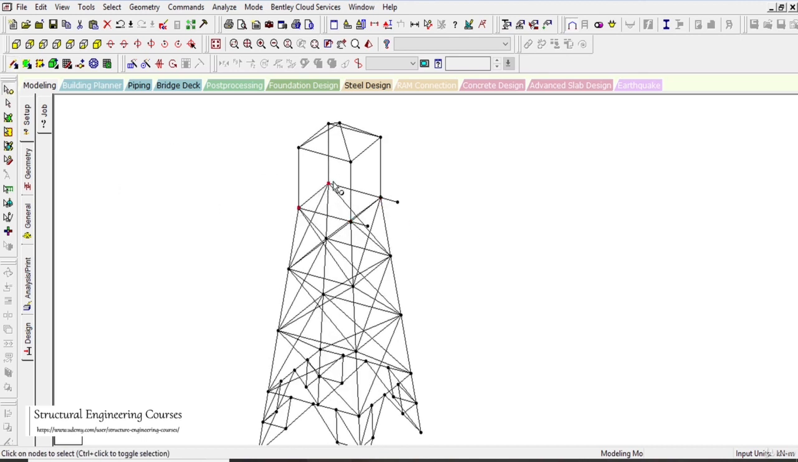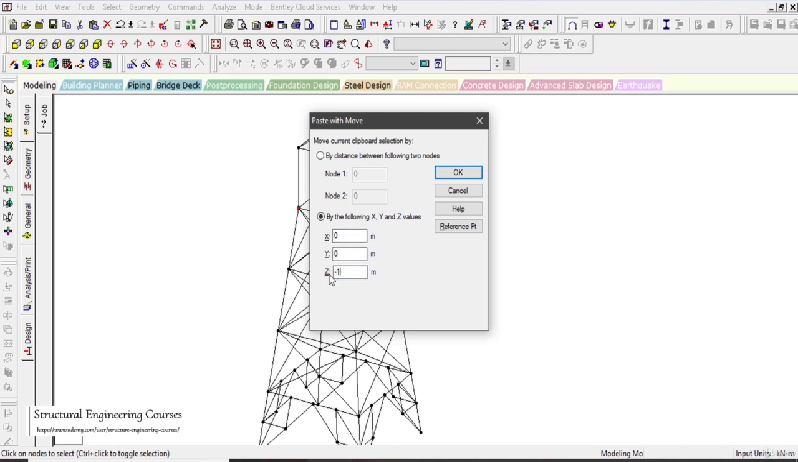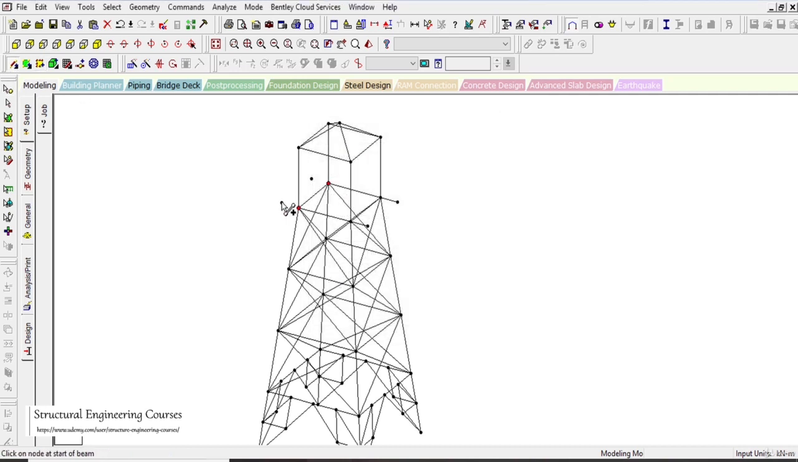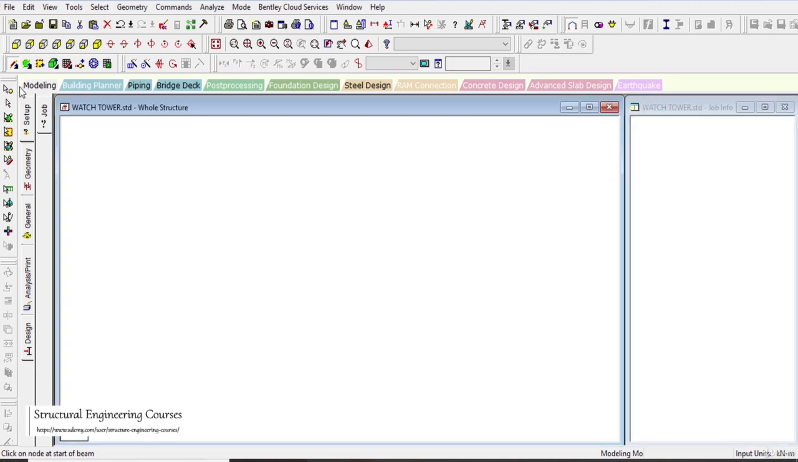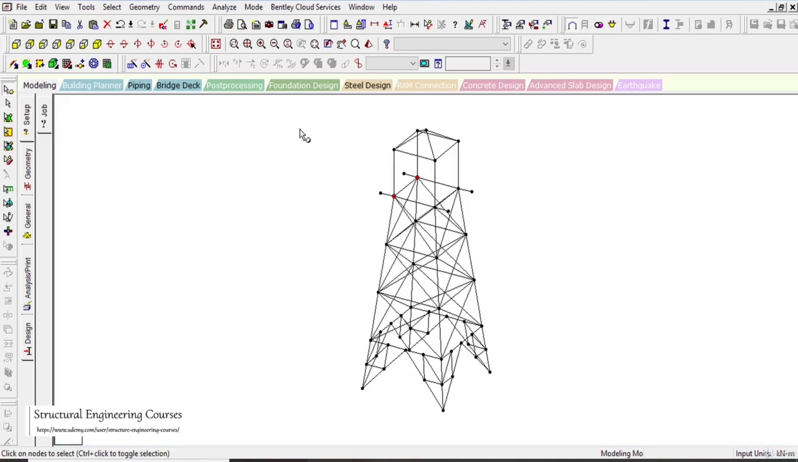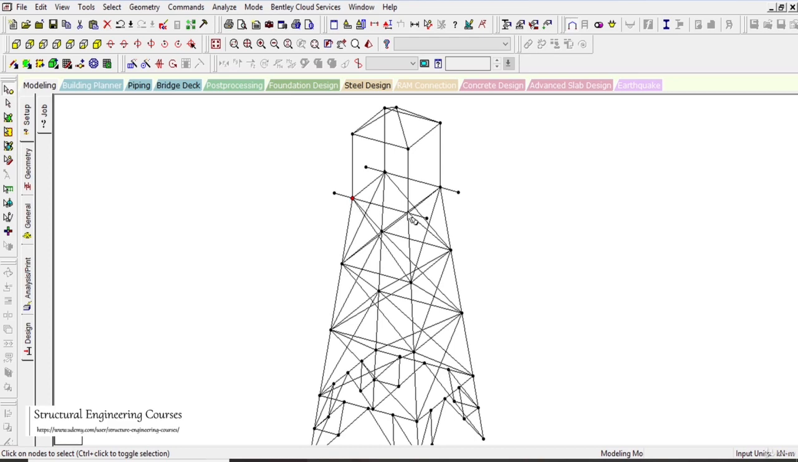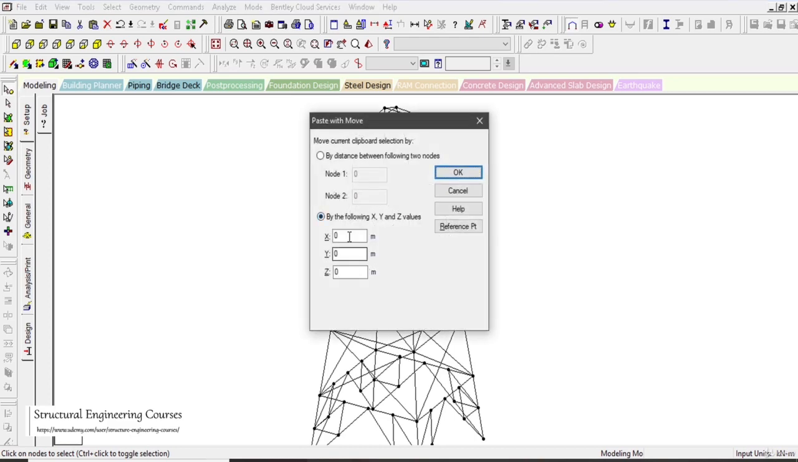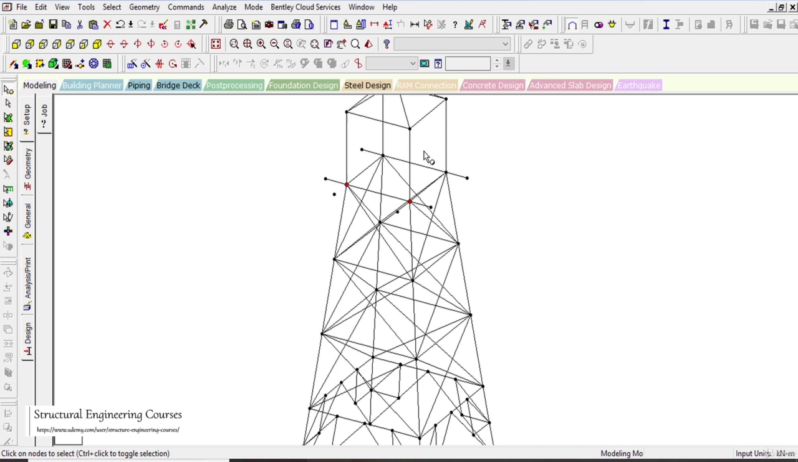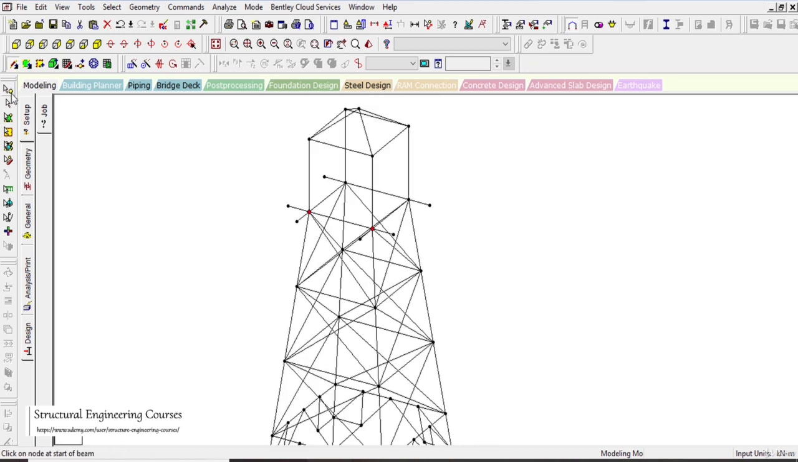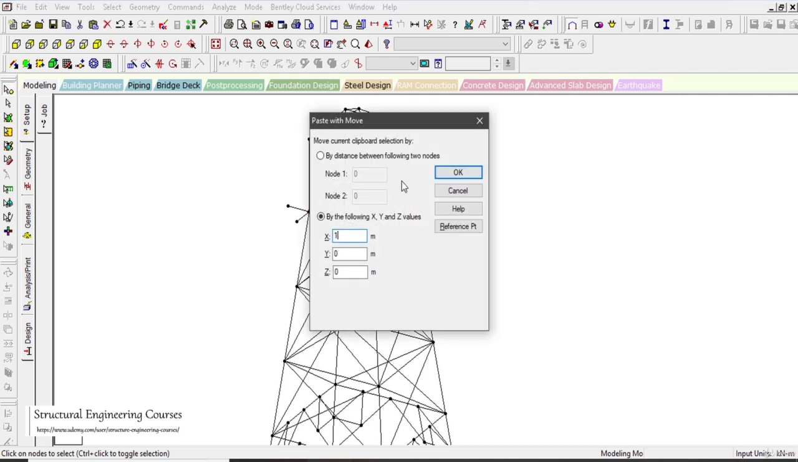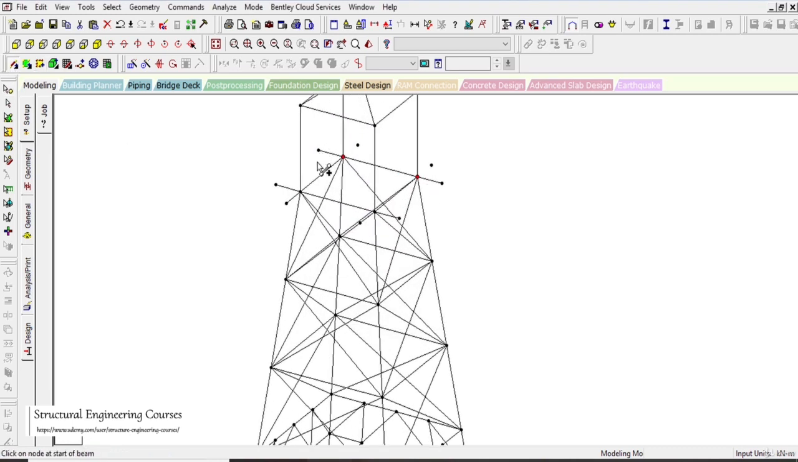And then again we can select both of these nodes here and then set Z as minus 1 meter. And then again we can select both of these nodes and set X as minus 1 meter. And then again X as 1 meter. And then we can just draw an arrangement like this.